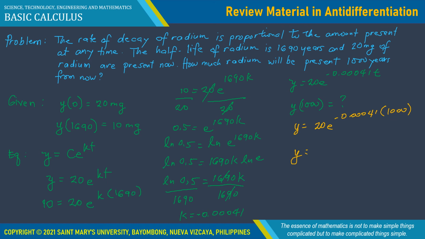So we have 20 times e raised to negative 0.00041 times 1,000. Then, ang answer natin is equal to 13.27 milligrams. So, yan na yun.